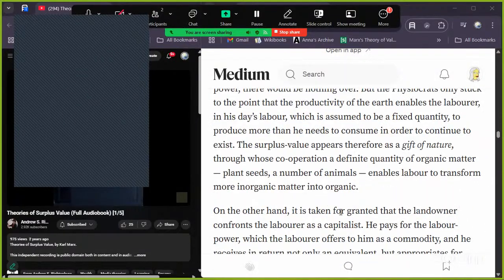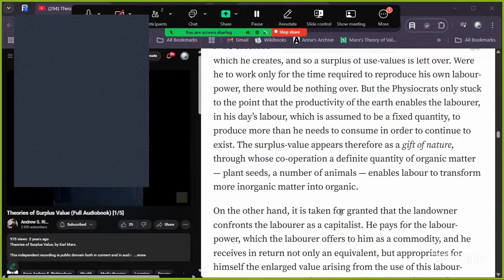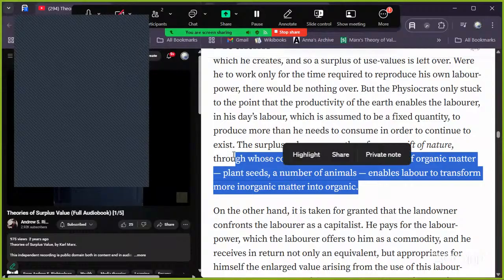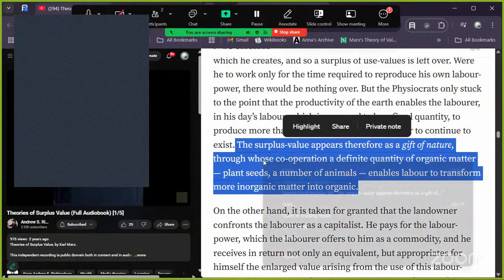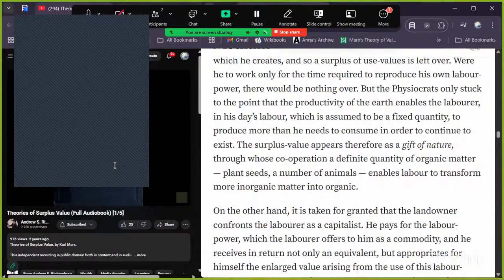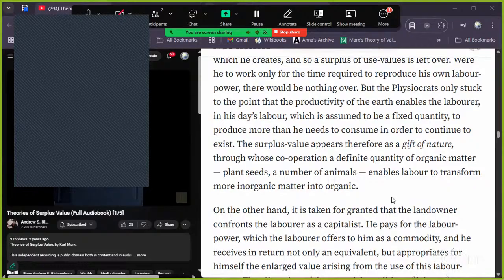Were he to work only for the time required to reproduce his own labor power, there would be nothing left over. But the physiocrats only stuck to the point that the productivity of the earth enables the laborer, in his day's labor, which is assumed to be a fixed quantity, to produce more than he needs to consume in order to continue to exist. The surplus value appears, therefore, as a gift of nature, through whose cooperation a definite quantity of organic matter, plant seeds, a number of animals, enables labor to transform more inorganic matter into organic.